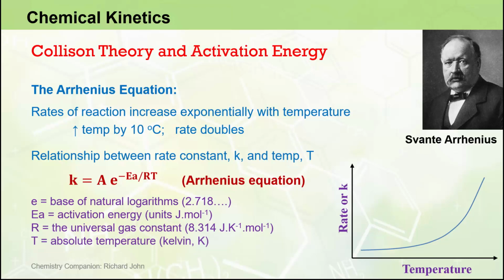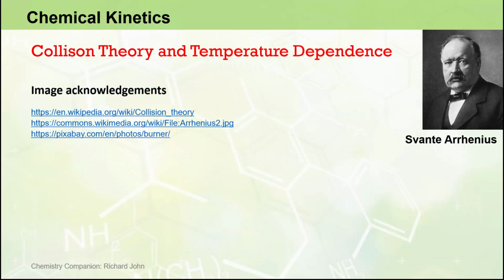T is the absolute temperature measured in Kelvin, and the symbol A is called the frequency factor or pre-exponential factor and is related to the frequency of collisions with the correct orientation. The importance of the Arrhenius equation and its practical use is the subject of the next video in this series.